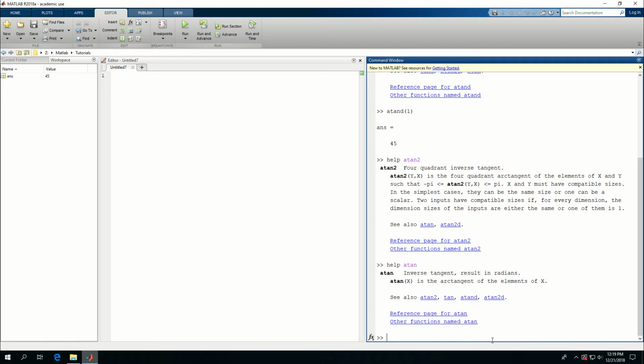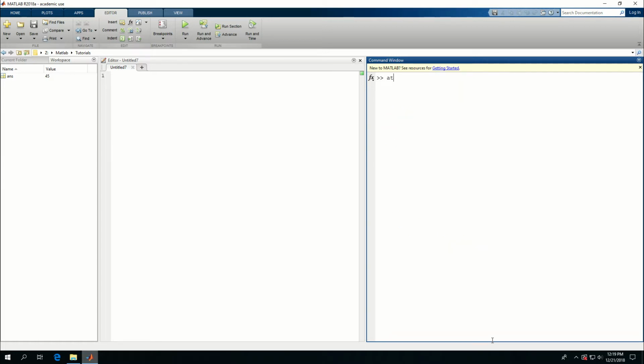So let me clear this and compare atan of 1. It gives me this value. atan2 of 1 and 1 gives me the same value. But what if I had a minus 1 here, and I didn't do this? Still the values are the same, but sometimes I actually prefer using atan2 when I have the y and x, especially if I have complex numbers to deal with. It's more reliable to use atan2 than atan in certain conditions.